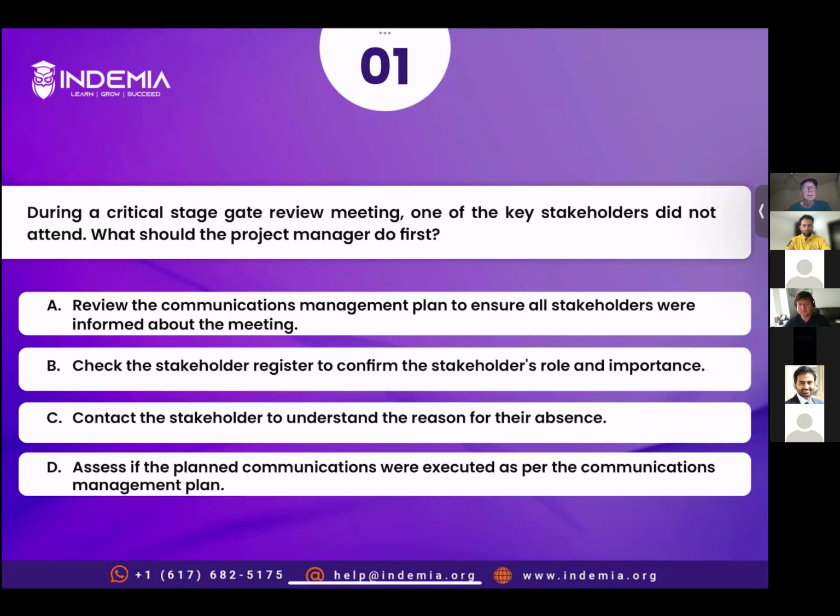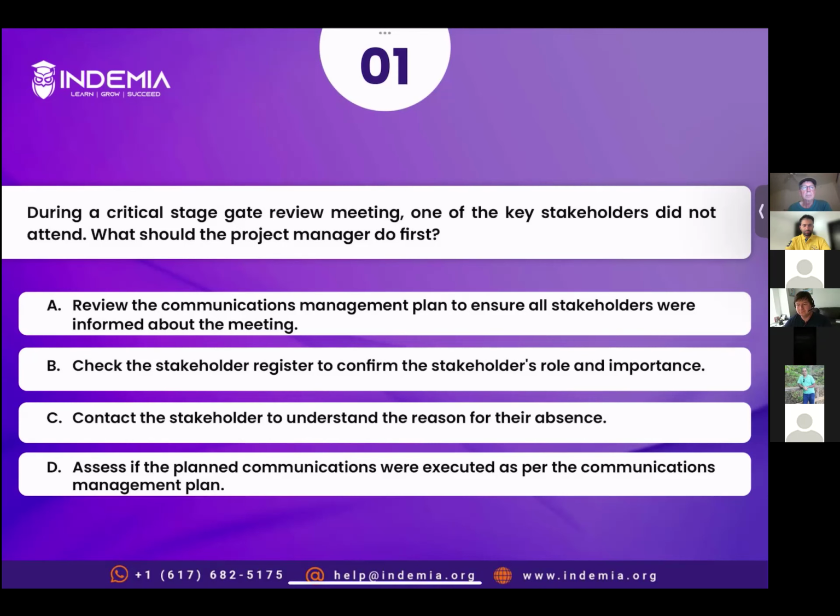All right, so Vivek, you have chosen option A. Yes, sir. If we look at the options sequentially, if the stakeholder did not attend, we should go and review the communication management plan to see if the information has been given. And then the rest of the steps will follow. If the information has been given, then we need to contact the stakeholder and understand the reason why he was absent. And if anything is missing, then we need to check the register. So I thought in a sequential manner, and that's why I chose option A, because that's the first step we need to take. All right, thank you.